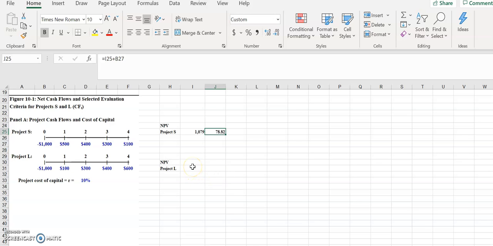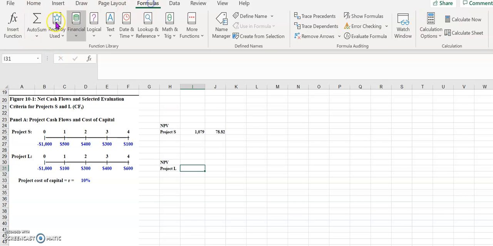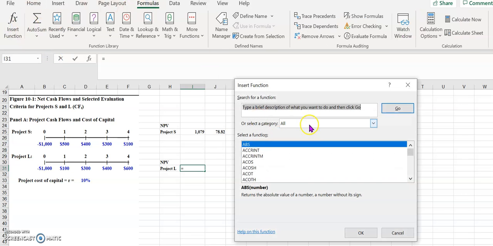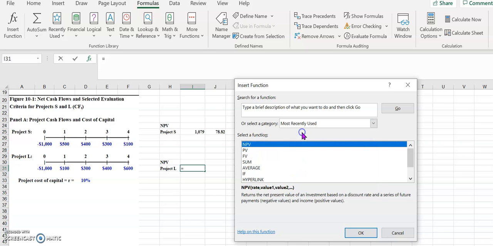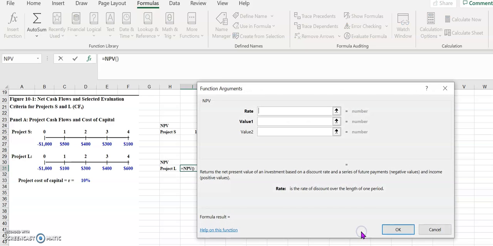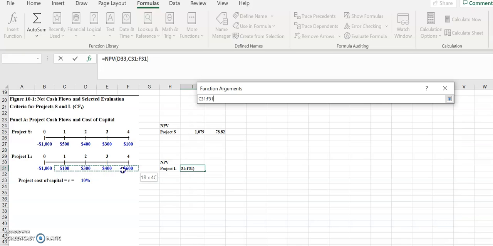Let's find out or calculate the NPV for Project L. So go to Formulas, Insert Function, and now you can go to Most Recently Used because we just calculated the NPV, and say OK. Again, choose the discount rate or the cost of capital of 10%. In the values, choose the arrays which represent cash flows from time period t equal to 1 onwards. We don't take the initial cash flow at time period t equal to 0.